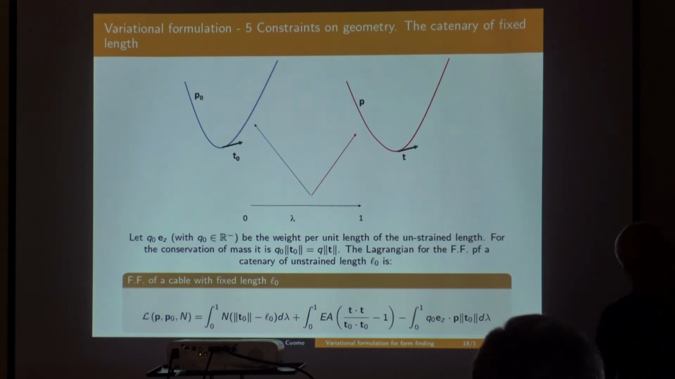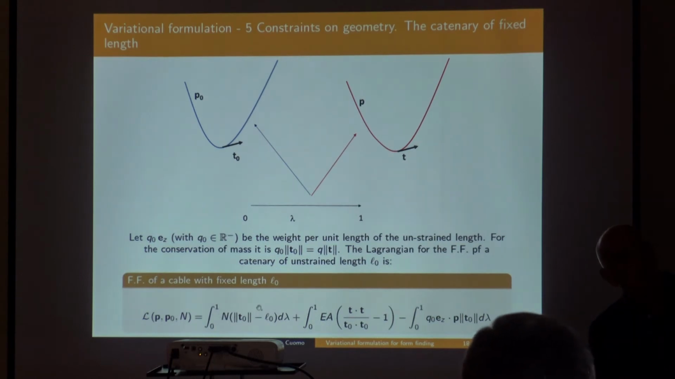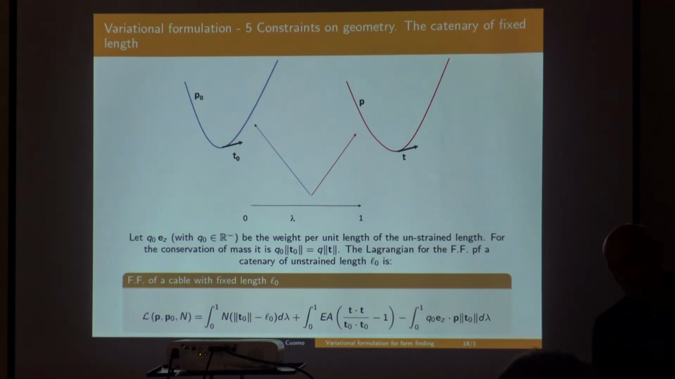There are some loads. So Q or Q0, by conservation of mass, of course, it has to be unchanged in the two configurations. And in this case, we can enforce the length. We want the catenary to have a fixed length. In this case, we have this functional, where the first term is the internal energy. And as you can see, in this case, the axial force has the meaning of the Lagrangian multiplier that enforces that the length of the cable must be the assigned one.